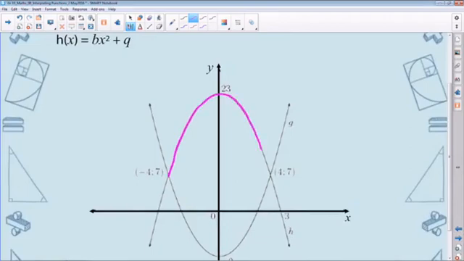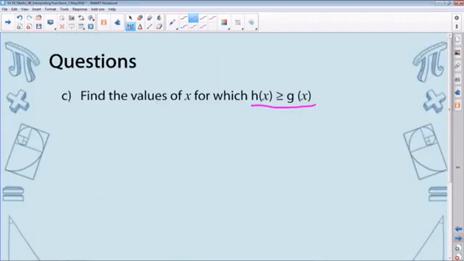You see, at that point, h of x is above g of x. G of x is underneath it. So between -4 and 4 is where those are true. And that's how you would answer the question. You don't need to show any calculations, you just write it down.